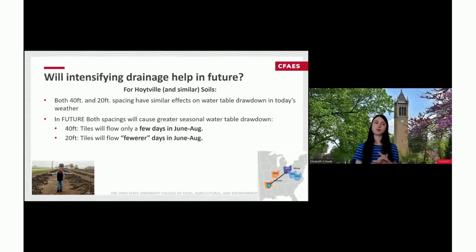So we can see that both 40 and 20-foot drain spacing have similar effects on current water table drawdown, but in the future, under both spacings, we'll have greater summer water table drawdown. And furthermore, as I discussed previously when we talked about results, tiles are going to be flowing only for a few days in those summer months, and under 20-foot spacing, those will be flowing for even fewer days. So there's even less excess moisture under those scenarios.